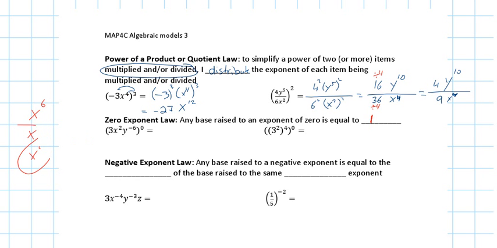Now, let's look at this one. So I have 3x squared times y to the power of negative 6, all to the power of 0. What is that equal to? It's just 1. Because that whole thing is to the power of 0, which is equal to 1.